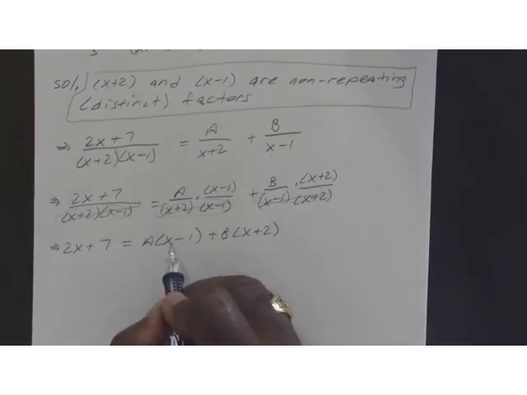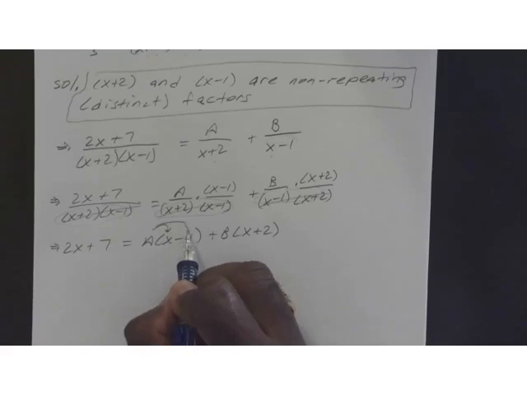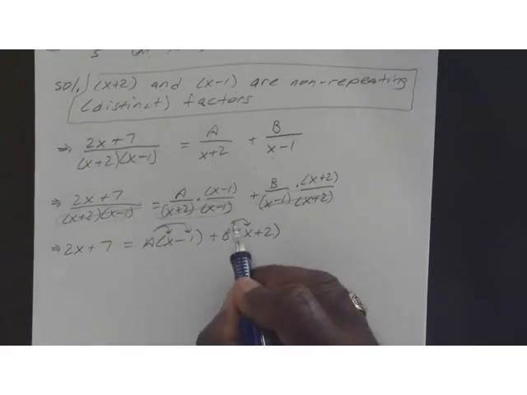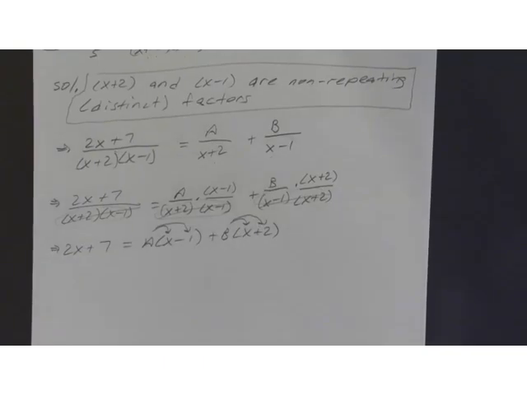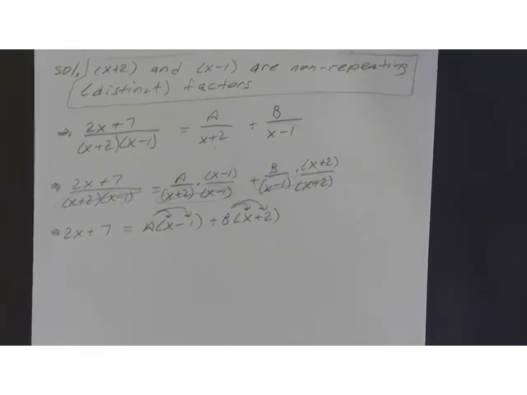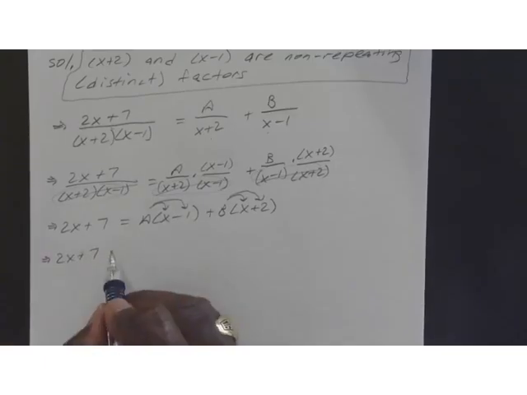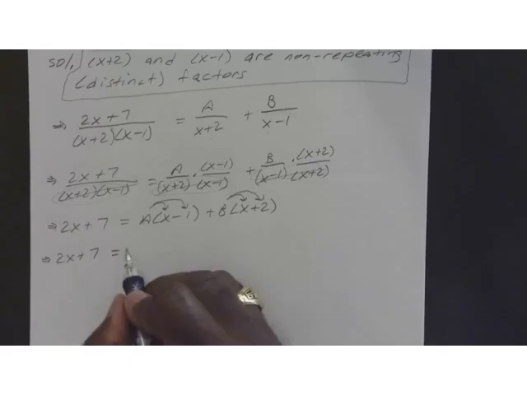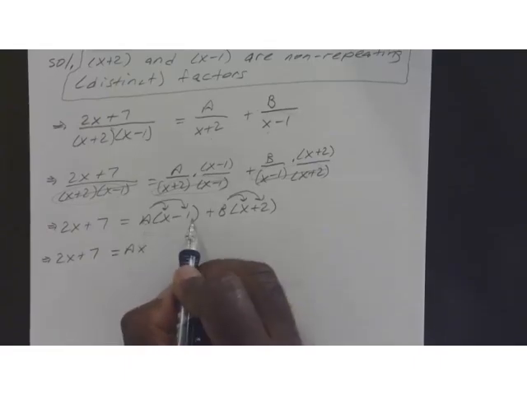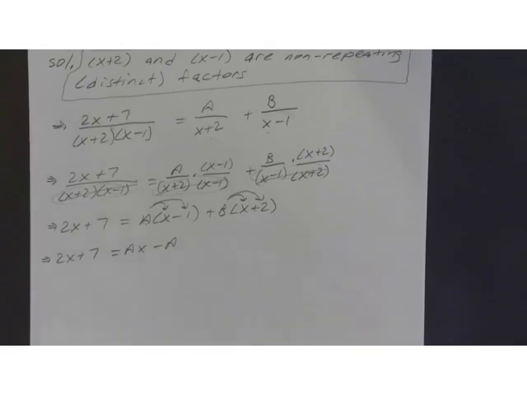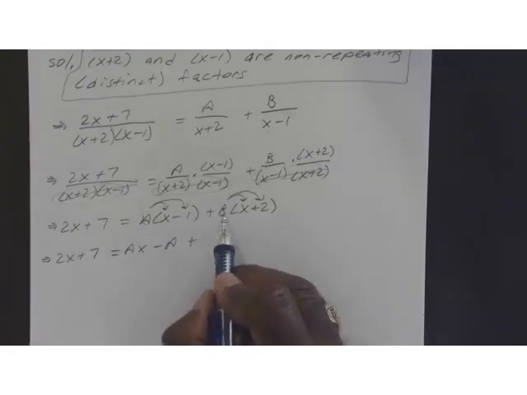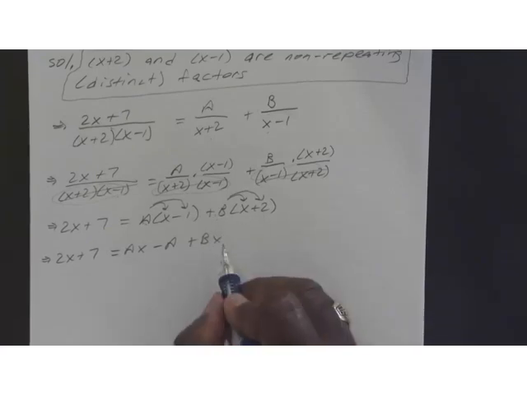So now we want to get rid of those parentheses, so we're going to go ahead and distribute a, and we're going to go ahead and distribute that b. So we know that 2x plus 7 is equal to a times x minus a times 1, so that's just minus a, plus b times x plus b times 2, or you can just say 2b.